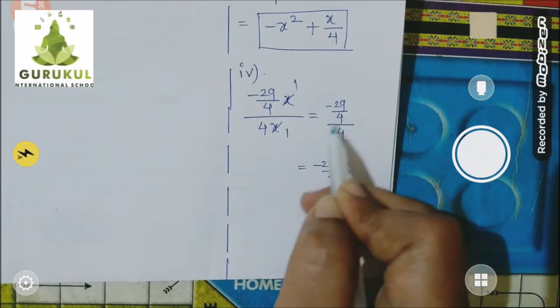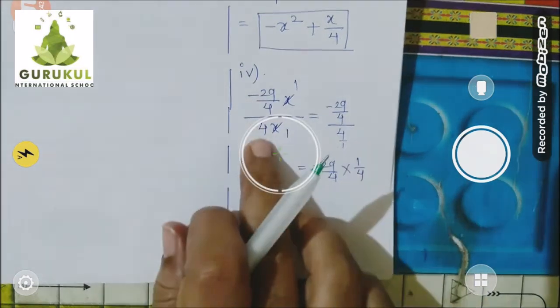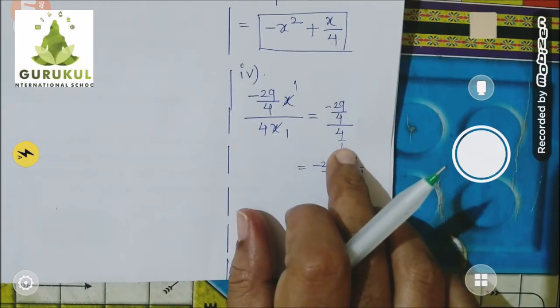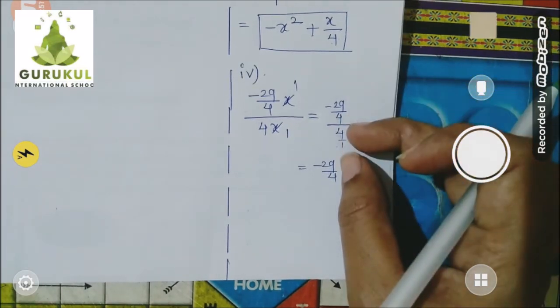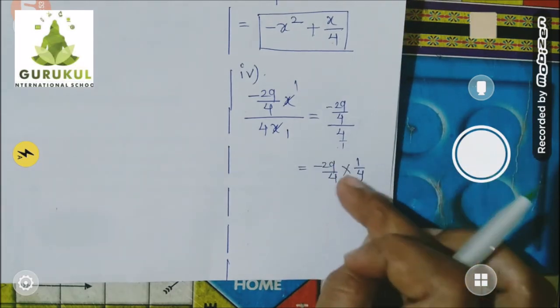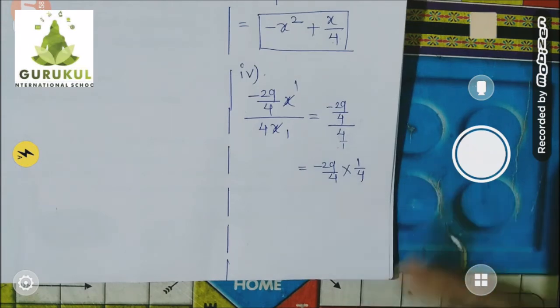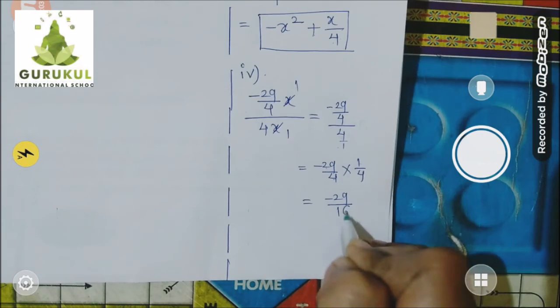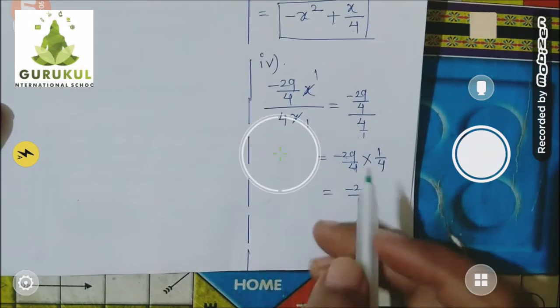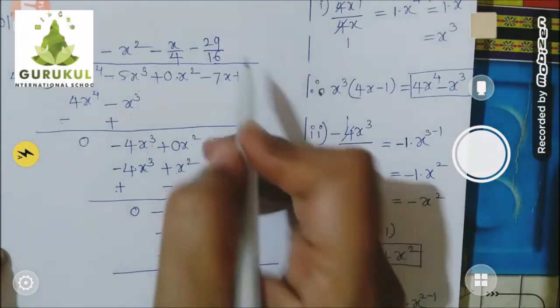So what is the reciprocal of 4 upon 1? 1 upon 4. Remember what I did? First I wrote this, but only 4 means 4 upon 1. So now the numerator is a fraction and the denominator is a fraction. So when you divide two fractions, write the numerator fraction as it is, multiplied by the reciprocal of the denominator fraction, which is 1 upon 4. And now solve it. Minus 29 ones are minus 29, 4 fours are 16. So this becomes the quotient and we will write it down over here, as you can see I have written over here.